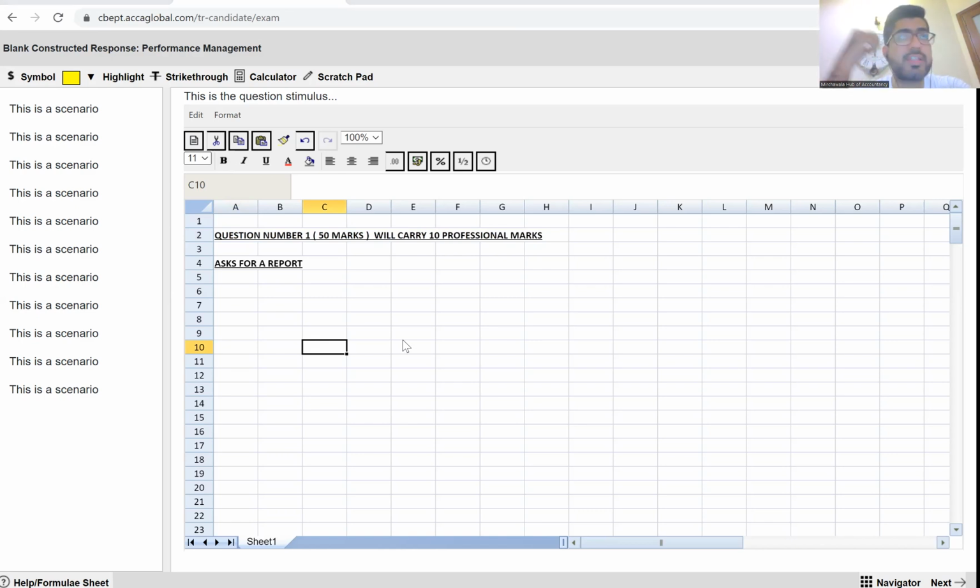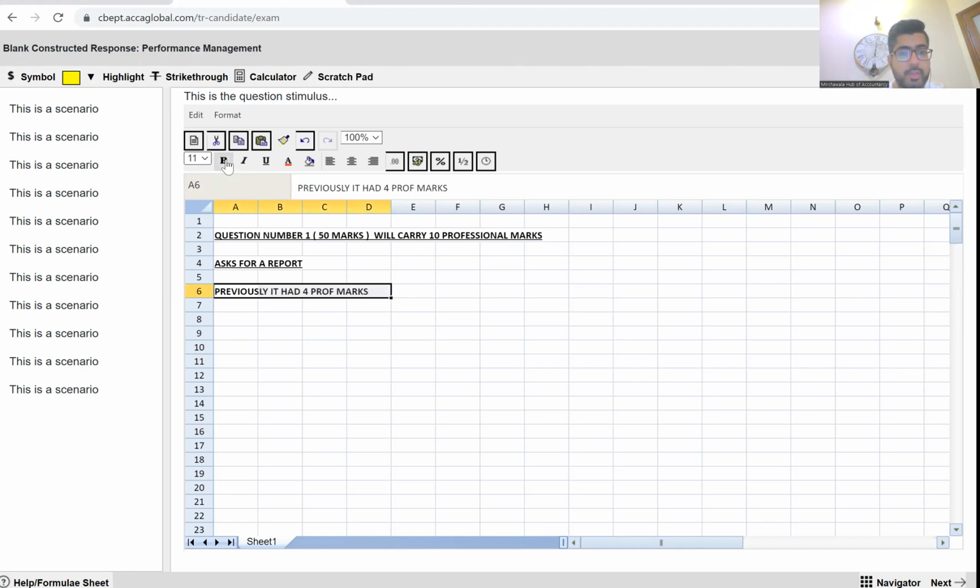Now, what was the previous pattern? Previously, question number 1 of 50 marks, which asked for a report, carried 4 professional marks. Now it's not the case. This question number 1, which always asks for a report, will have 10 professional marks.